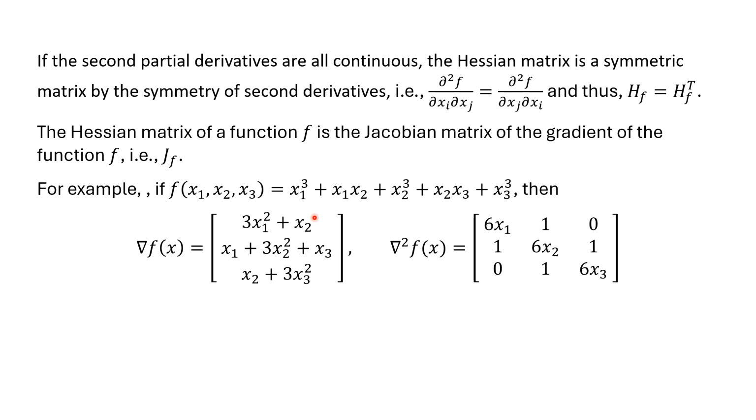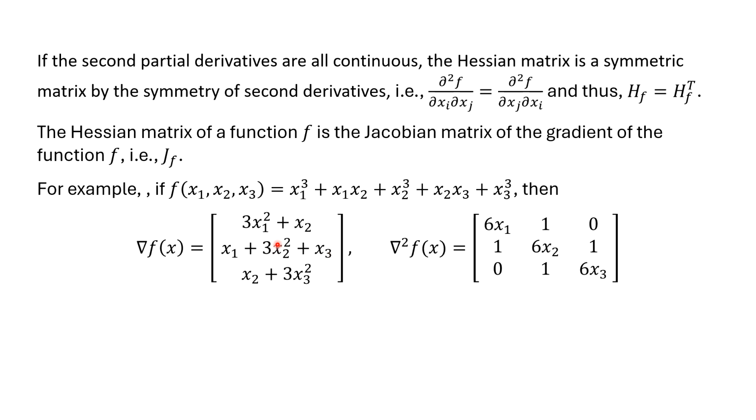Then the partial with respect to x2 of this is 1. Then, of course, the partial of this with respect to x3 is 0 because there's no x3 in this. Okay, and then we do the same procedure here. Knowing that this is the partial with respect to x2, we take the partial with respect to x1 to get this first term here, and that's just 1.